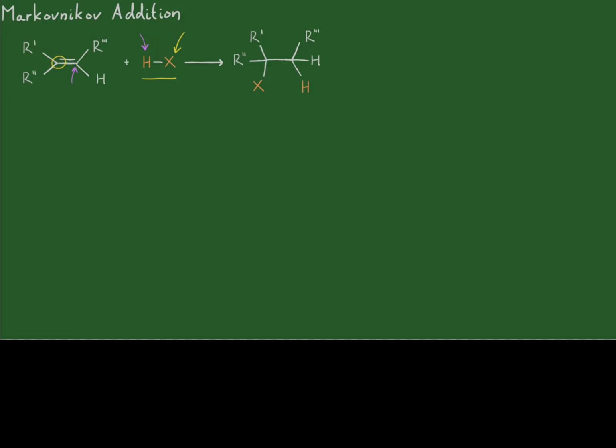Now, why is that? In order to gain an understanding of that, we'll need to look at the mechanism of this reaction. So here we have 2-methylpropene, and it is going to react with hydrogen bromide.